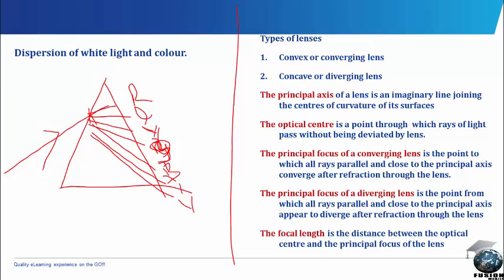The principal focus of a converging lens is the point to which all rays parallel and close to the principal axis converge after refraction through the lens. The principal focus of a diverging lens is the point from which all rays parallel and close to the principal axis appear to diverge after refraction through the lens. The focal length is the distance between the optical center and the principal focus of the lens.